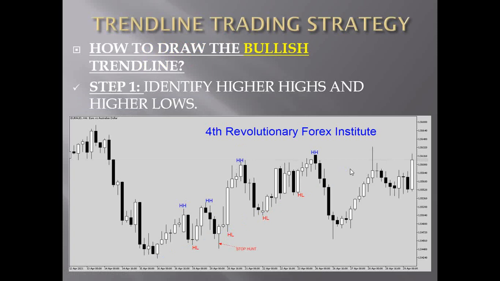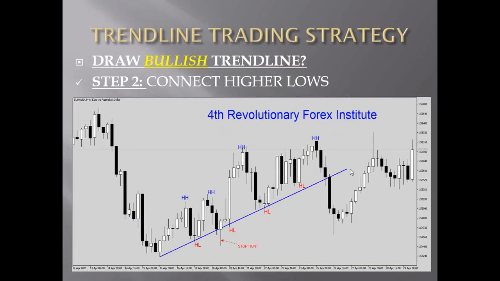Firstly, we need to identify the higher highs and then the higher lows. When we want to draw a bullish trend line, the first step is to identify the higher highs and then the higher lows. Secondly, we have to connect the higher lows. Yes, you may connect the higher highs, but it's very important to note that a bullish trend line is mainly identified by the connection of the higher lows.